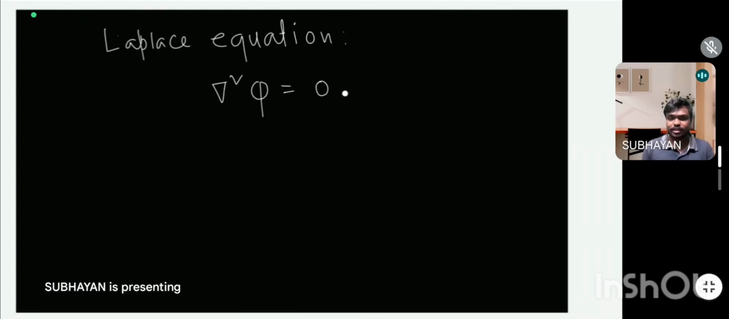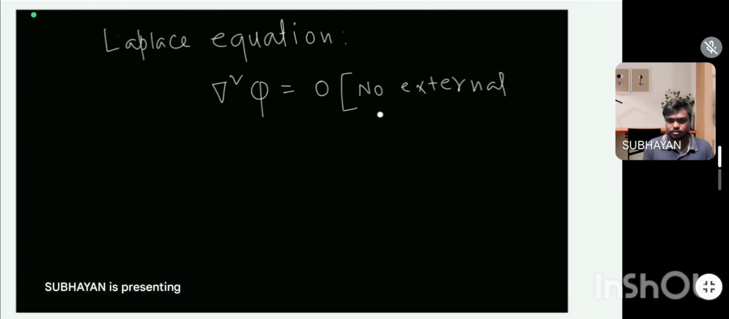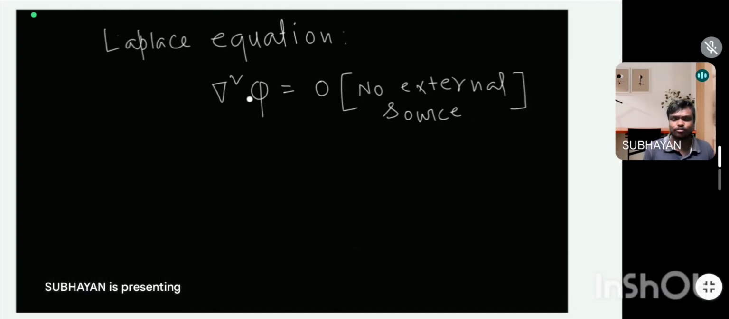That means in the absence of any external source, no external source. And you know the inhomogeneous version of this equation. That means in the presence of an external source, the corresponding electrodynamics is governed by the Poisson equation, which is grad square phi equals minus rho by epsilon.